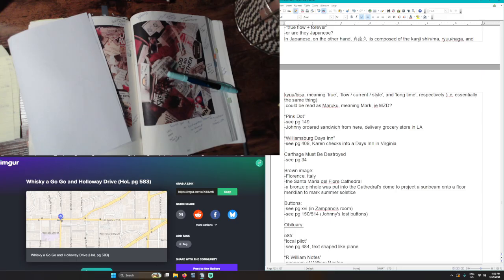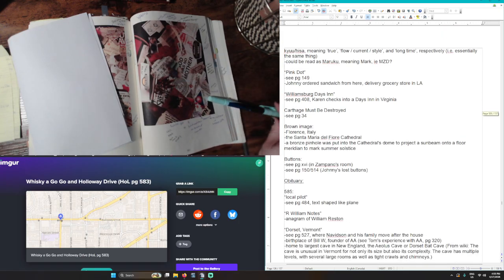A guy put this on the Mark Z. Danielewski forums. So in Japanese it's composed of kanji shinma, ryu nega, and kiyu hissa, which means true, flow, current, style, and long time. So essentially the same thing as the Chinese ones, but it could be read as ma-ru-ku, which would be a Japanese way of saying mark. So like Mark Z. Danielewski.